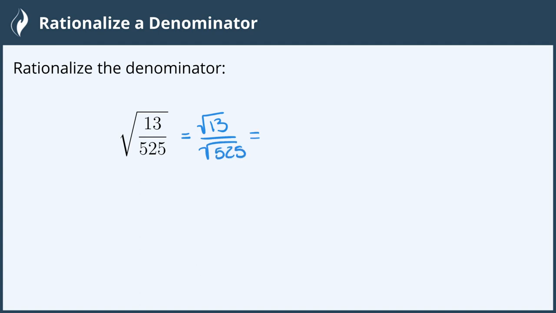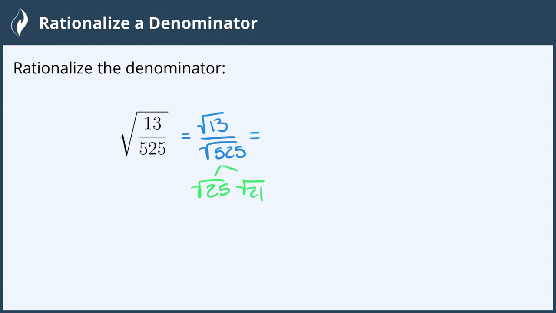Now let's see if we can find a perfect square. 13 is prime, so it's done. The square root of 525 ends in 25, so let's go ahead and divide it by that perfect square of 25. Using my calculator, I get the square root of 25 times the square root of 21. So 25 times 21 is 525. 21 is 7 times 3, so there's not another perfect square in there, so we're done.